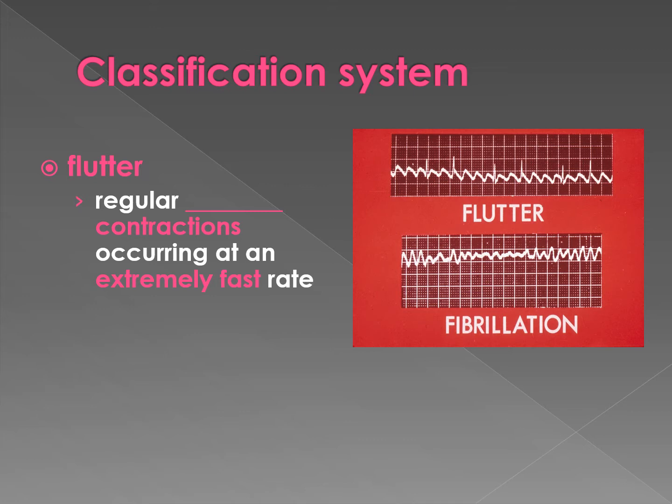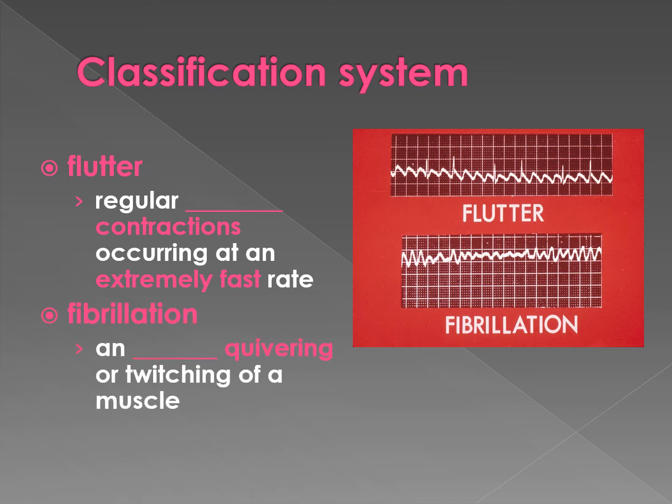Flutter means you have regular, repetitive activity occurring at extremely fast rates. Fibrillation means you have an erratic, quivering, twitching of the muscle. So it's highly irregular. Flutter would be regular because there's uniformity to it. Fibrillation, there's no regularity. It's erratic. It's all over the place. It's just a quivering atria. It doesn't really have any order.